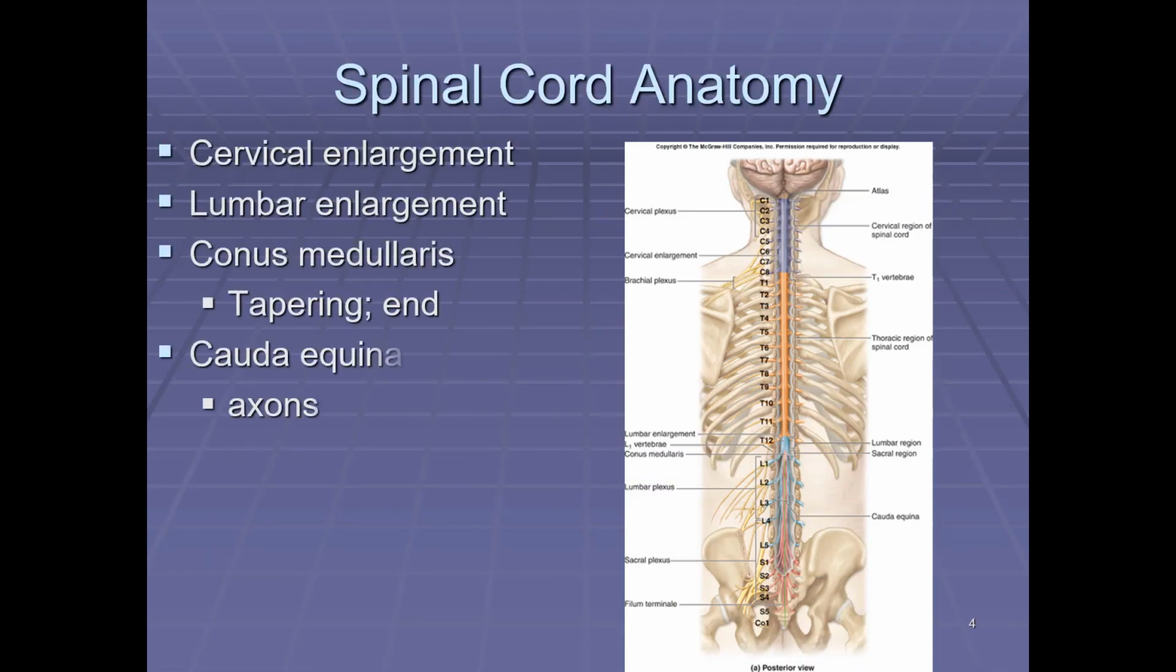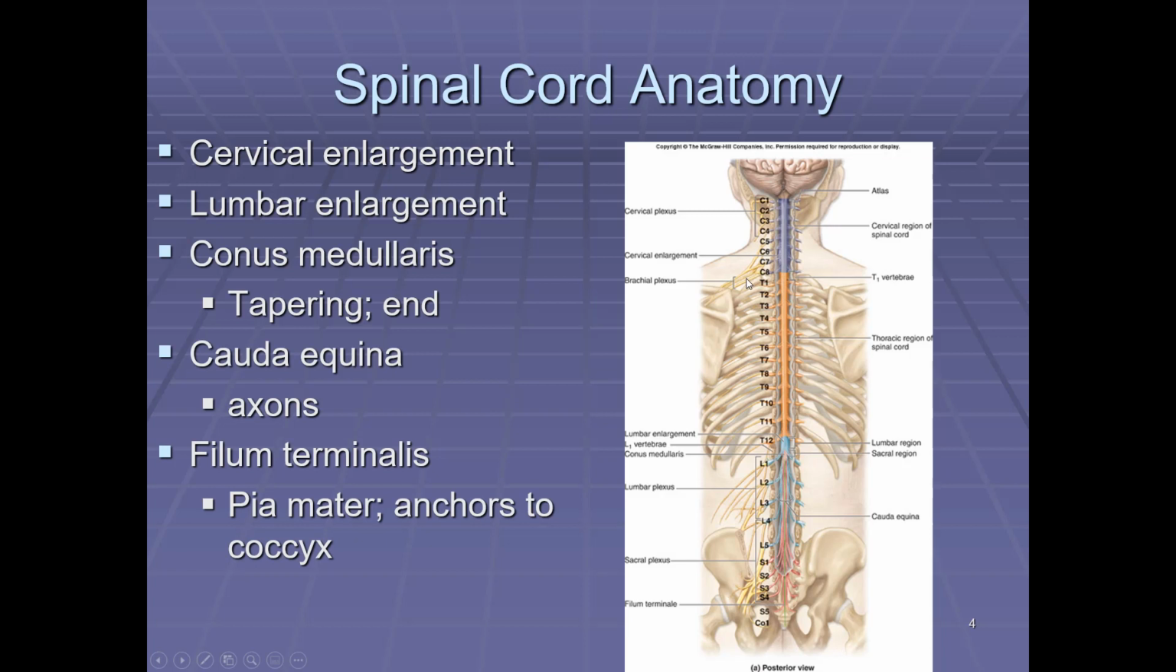Other external features of the spinal cord include 2 enlarged regions. It's hard to see in this picture, but there's an area in the cervical region that's a little bit bigger, and the same thing in the lumbar region. That's because in those areas you get a lot of nerves coming off because of the limbs. The ones coming off the cervical enlargement tend to go more to the upper limbs, and the lumbar enlargement more to the lower limbs.